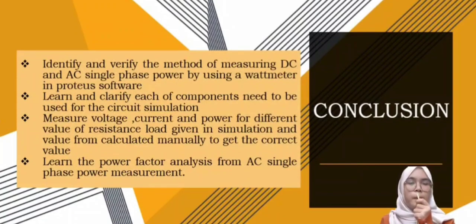In a nutshell, from this activity, we get to learn the power factor analysis from AC single phase power measurement. Thank you.